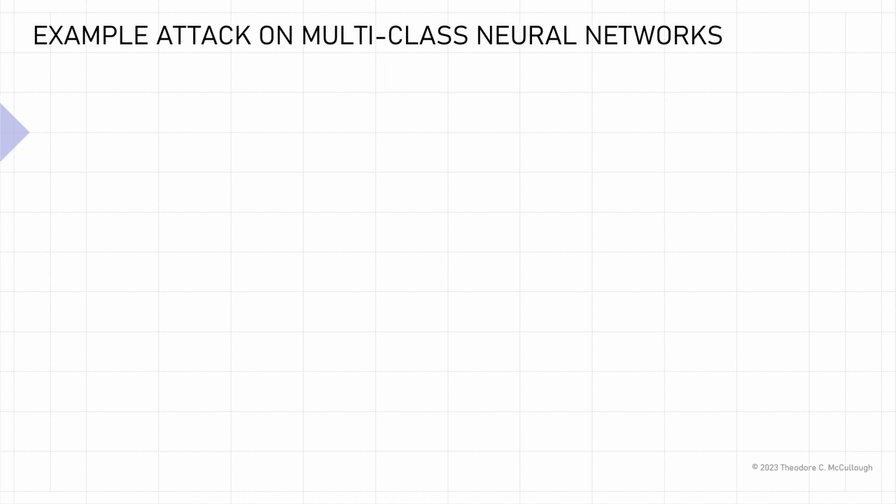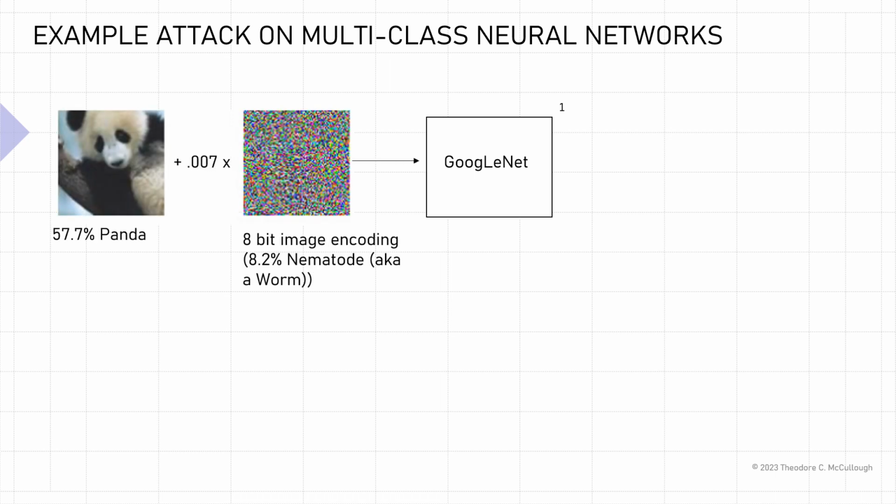Let's look at an example attack in a multi-class neural network. Consider, for example, GoogLeNet. GoogLeNet is a publicly accessible deep learning model trained to classify over 1,000 objects. These objects include animals, pencils, keyboards, and other things. Now imagine that you pass in an image of a panda, and GoogLeNet tells you that there's a 57.7% chance that the image is of a panda.